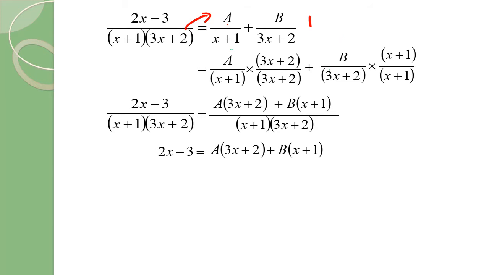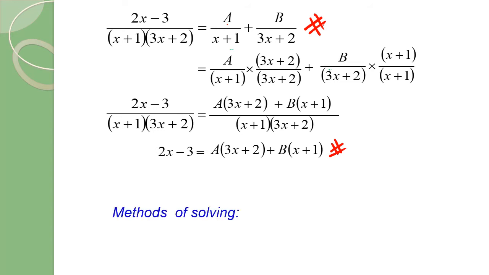So now the first mark will be here. This must be correct, and then the second mark will be here. This one is important. Both lines are important. Now, how to solve for A? We want to find A and B.